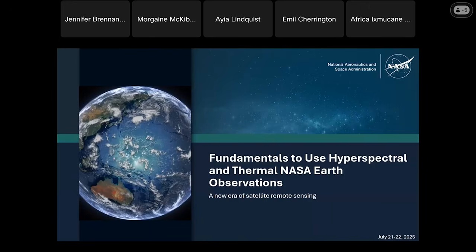We have multiple speakers from NASA's EMIT, ECOSTRESS, and PACE science teams, as well as subject matter experts from NASA's Land Processes Distributed Active Archive Center, or LPDAAC, here with us today.